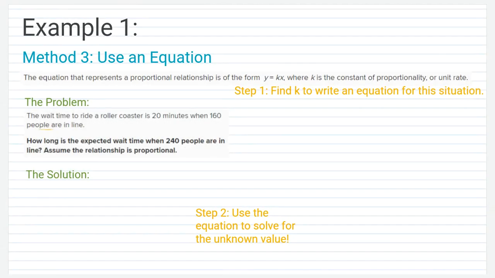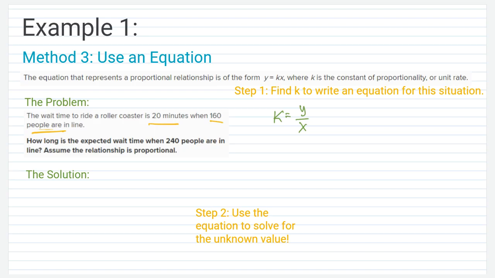All right, so using an equation, remember that it has to be in the form y equals kx, where k is the constant of proportionality, or again, it's the unit rate. So in this problem, we were told, again, it's 20 minutes when there's 160 people on line. So we can use that to find our value for k. So if we are looking at this, we can say k is equal to our y value to our x value. And you can set this up either way. So if you want to let people be y and minutes be x, or vice versa, you are more than welcome to. Just make sure you're keeping in mind what values go with what.